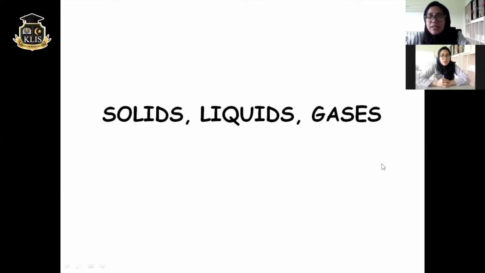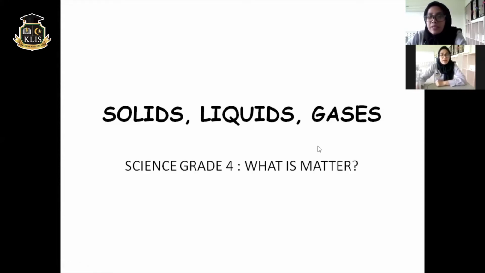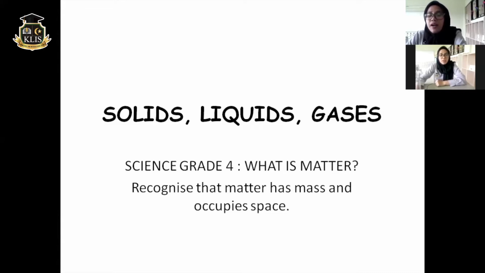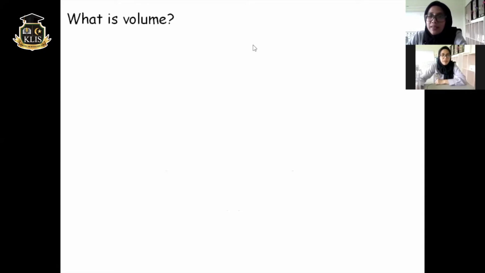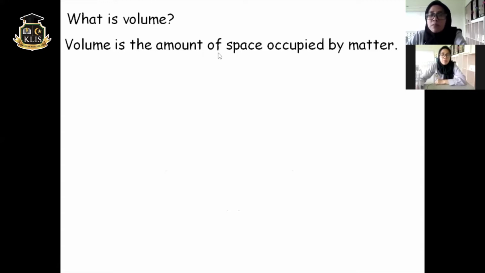Our topic for today is solid, liquid, and gases, part 2. In this chapter, we will learn how to recognize that matter has mass and occupies space. What is volume? Volume is the amount of space occupied by matter.